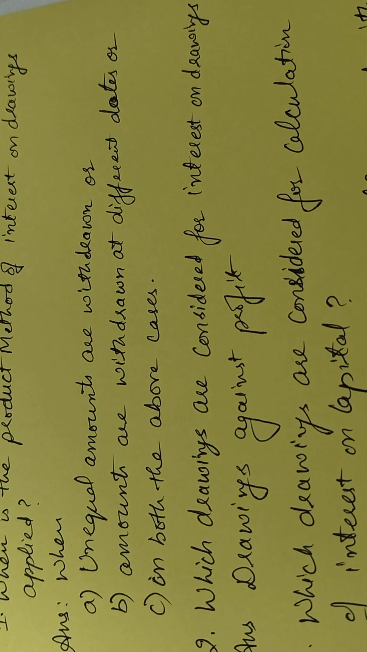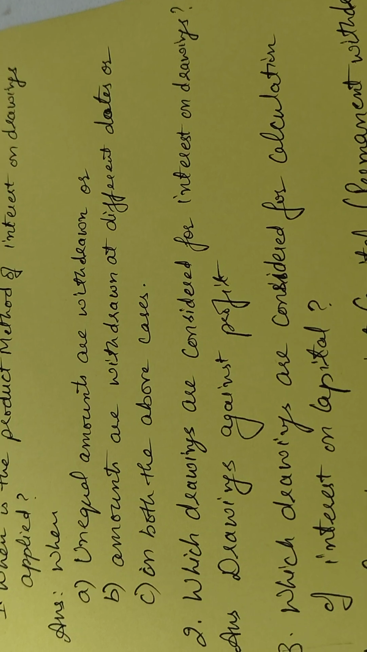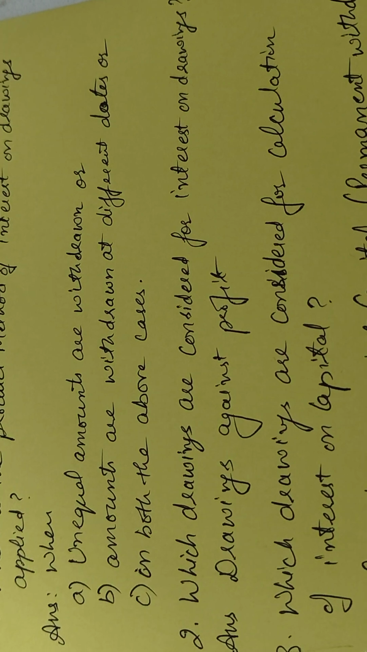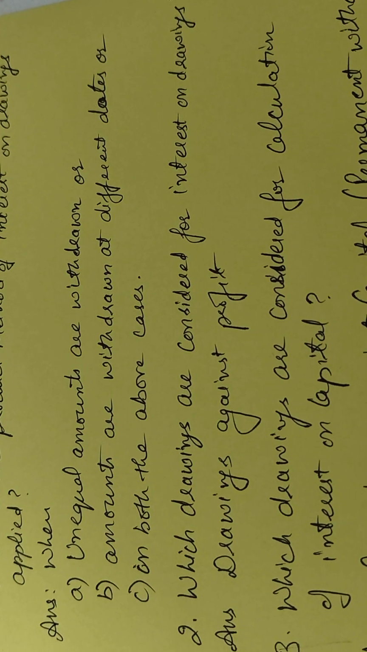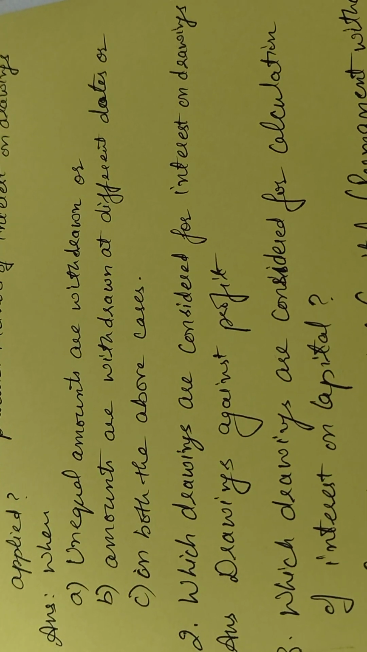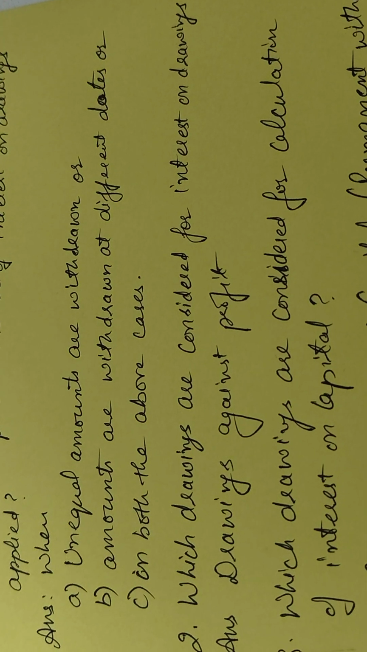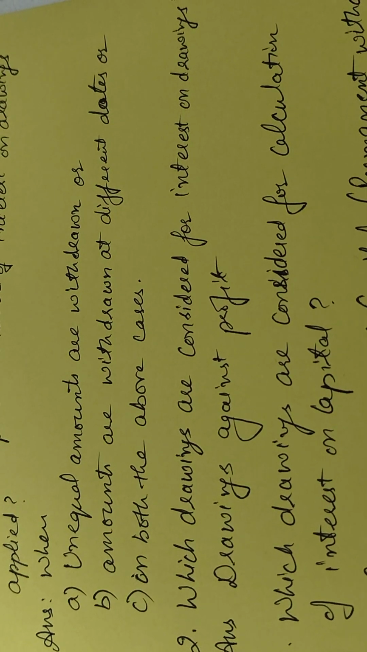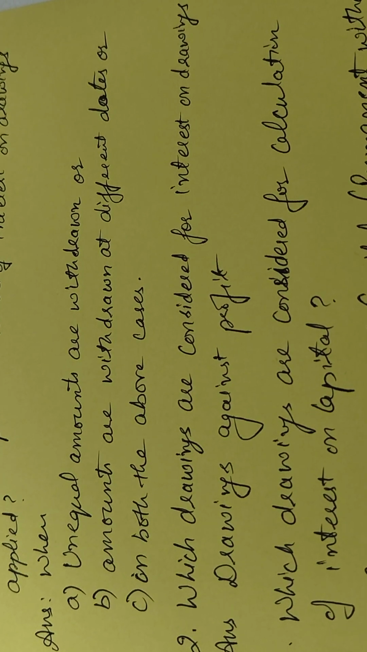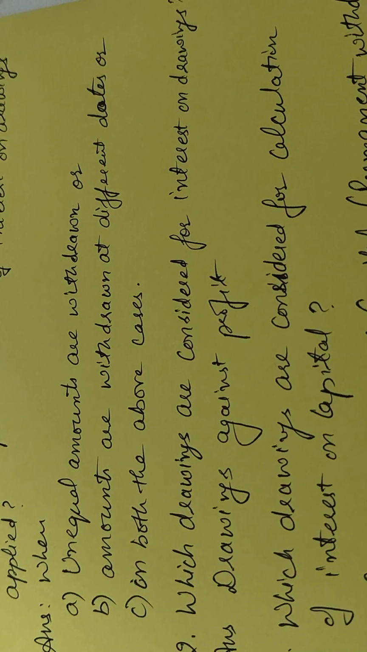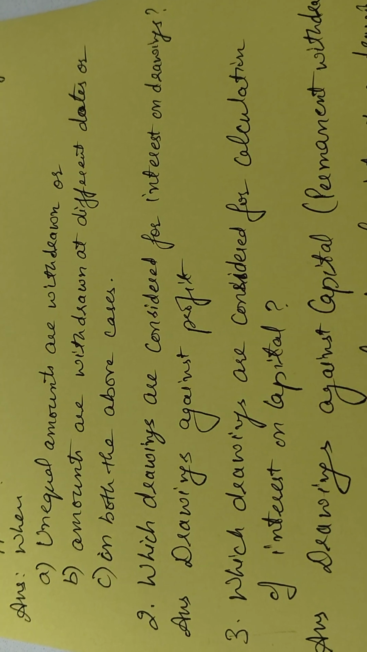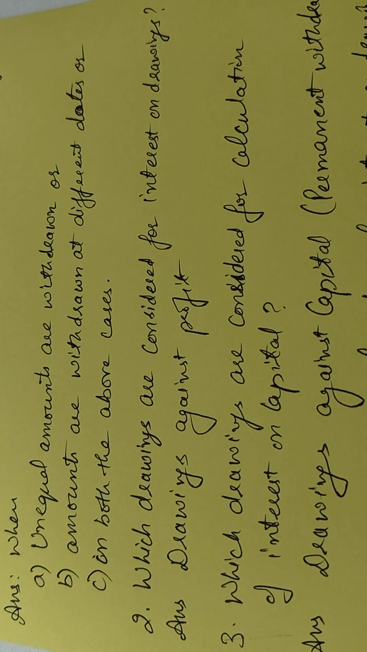Now which drawings are considered for interest on drawings? When we have to apply the interest on drawing rate, then which drawings should be used? That is the drawings against profit. You must know there are two types of drawings which a partner makes in the business. One is drawing against capital, second is drawings against profit. Drawings against capital, which is a permanent withdrawal of capital, will not be considered for the calculation of IOD. That would be considered for the calculation of IOC.